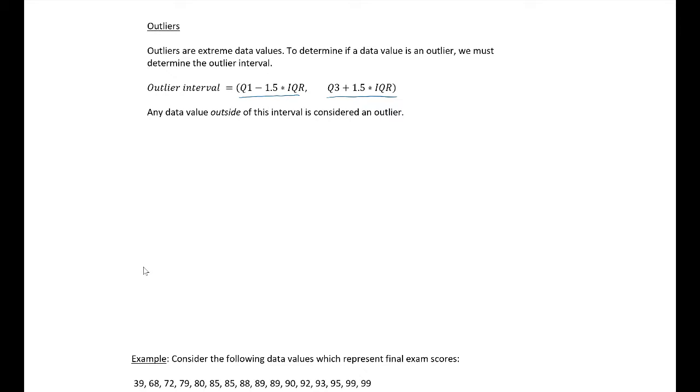So once you calculate these numbers, these bounds, then you're going to have to inspect each of your data values. And if you have any data values outside of this interval, then those data values are considered to be outliers. And there's no general rule that says that you have to have an outlier. It is possible for you to have a data set that has no outliers. It's possible to have a data set that has just one outlier. And it's also possible to have a data set that has multiple outliers. All depends on what the data values are.